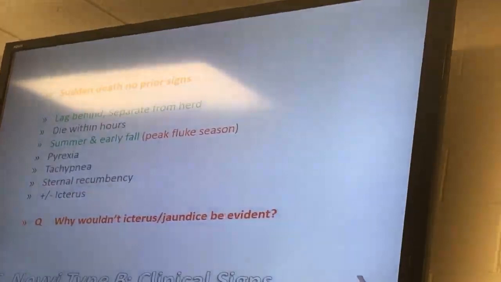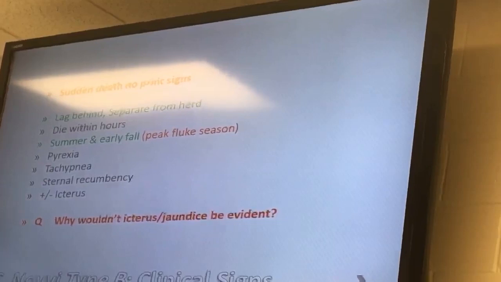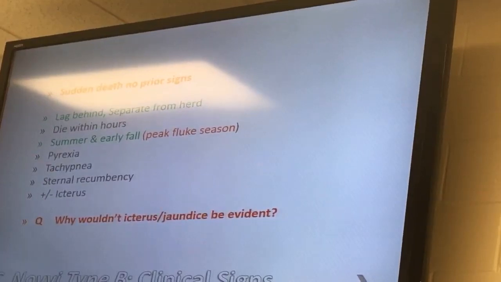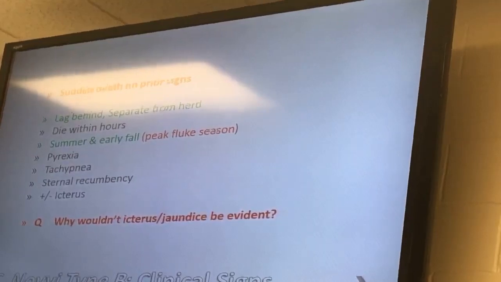And in these instances, you can see sudden death with no prior clinical signs. They do fine, then you see them lagging behind. Oh, let me call the doc. They go in, call the doc, and if they're standing there watching them, they'll see them go sternal and then fall over. That usually happens in summer and early fall. That's when the peak fluke season is, and also when the snails are moving about. And you may or may not see jaundice.